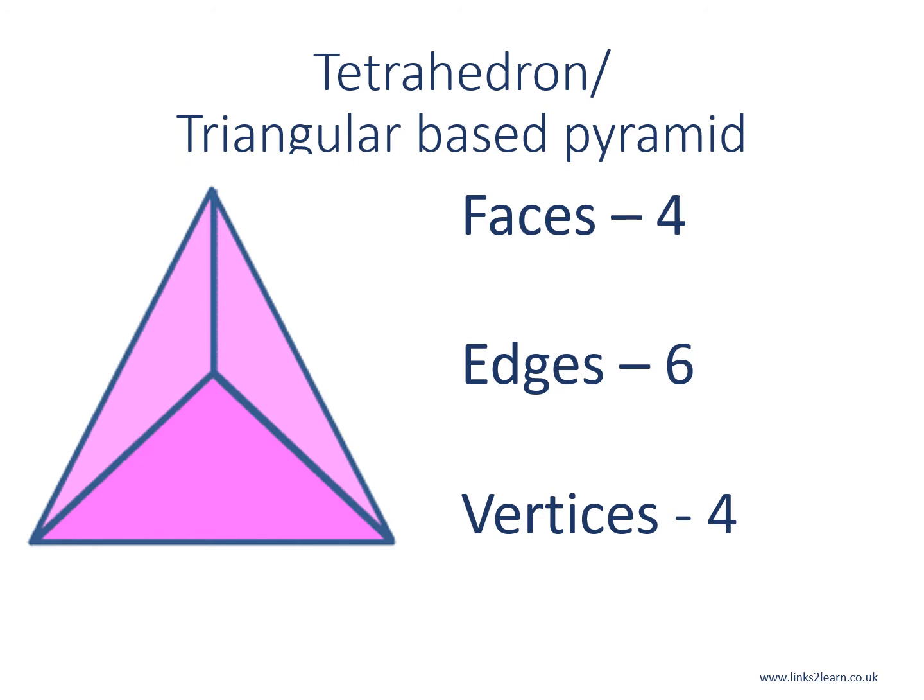We mentioned this one before. We've got the tetrahedron or triangular-based pyramid. We've got 4 faces, 6 edges, and 4 vertices for this one. Again, imagine unfolding it so you can see the net. It really helps, especially counting the edges and the vertices as well.